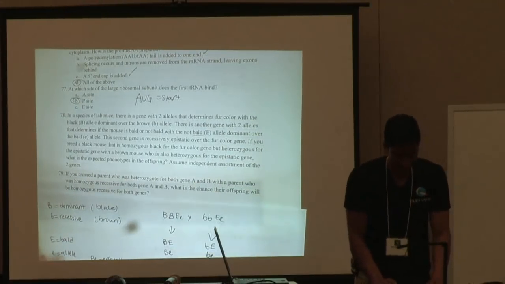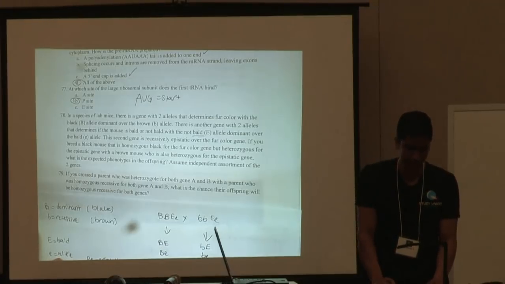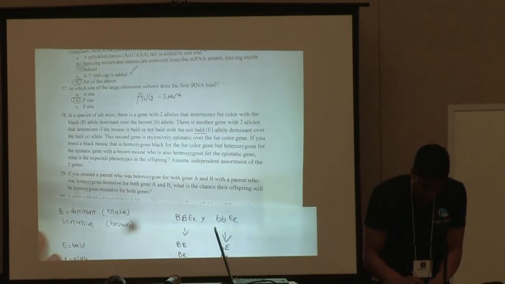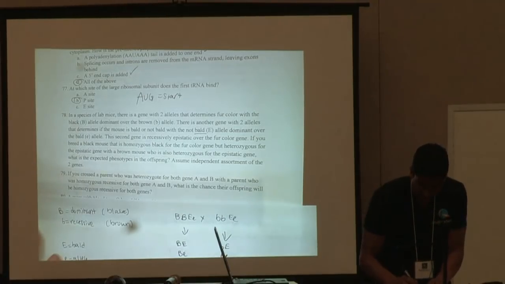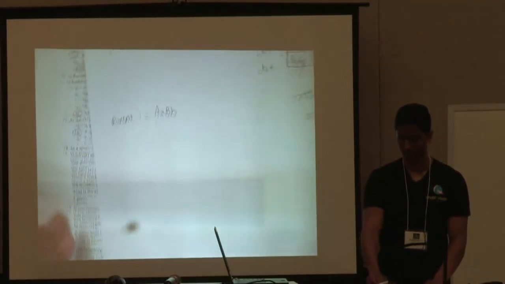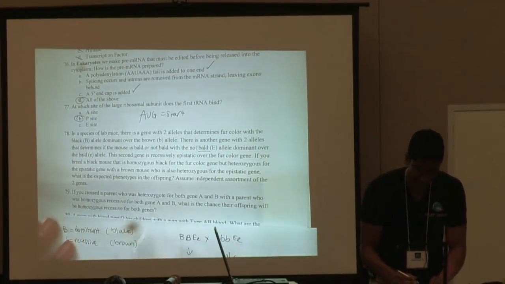All right. If you cross a parent who is heterozygote for both gene A and B with a parent who is homozygous recessive for both gene A and B, what is the chance their offspring will be homozygous recessive for both genes? So we have one parent, heterozygote. Actually, let me just write it out and then I'll move it up. With one that is recessive for both.